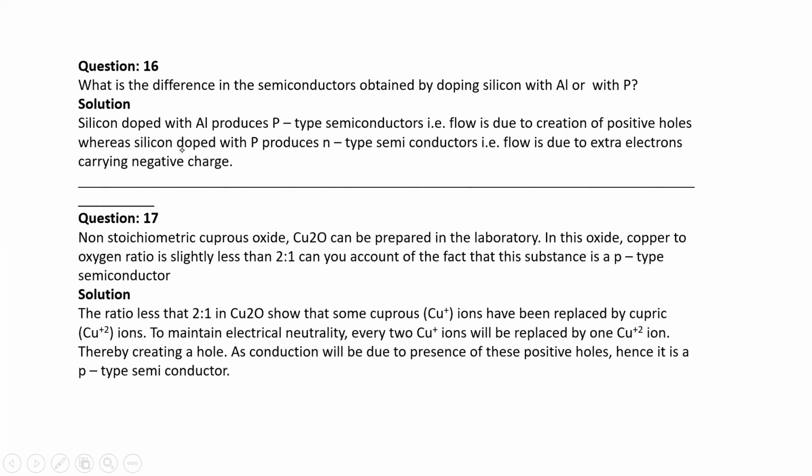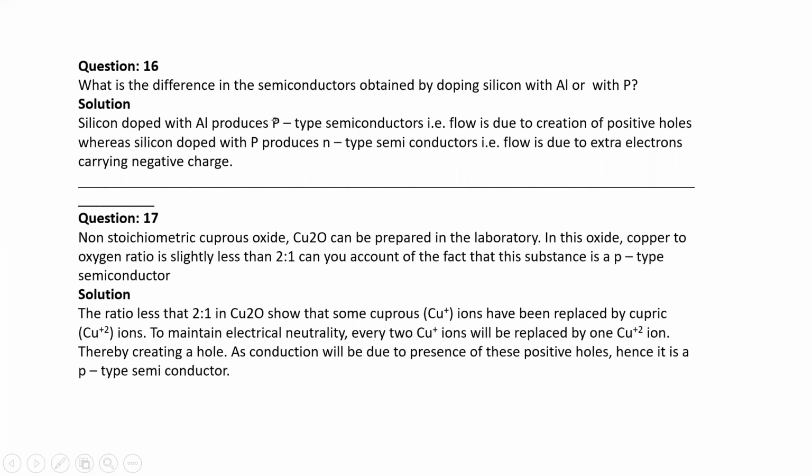Whereas if silicon is doped with a 15th group element, that is phosphorus, it produces an n-type semiconductor because of the extra electron. Phosphorus valence is +5 and silicon is 4, so one electron will be extra. Due to this extra electron, it carries negative charge. Hence they form n-type. N-type is negative and p-type is positive.